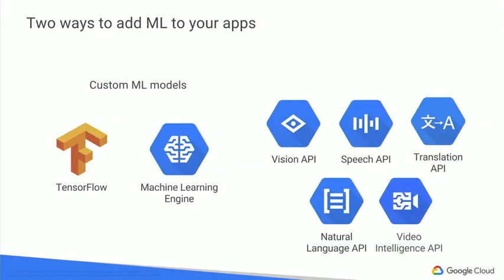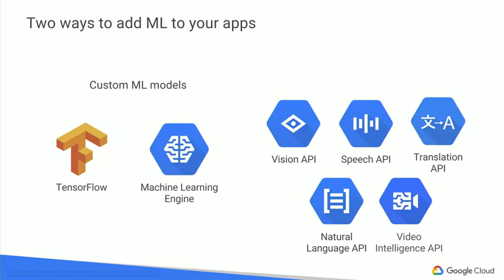On the left-hand side, we have tools to help you build custom machine learning models. TensorFlow is an open source library provided by the Google Brain team that lets you build and train your own machine learning models using your own data. If you want to run TensorFlow models on managed Google infrastructure, we have a tool called Cloud Machine Learning Engine to help with that.